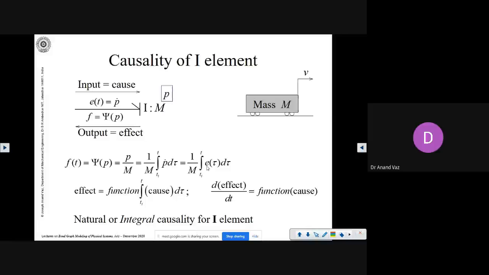It's the integral causality because you can see here that there is an integral involved, and it takes into account the past history of the cause. So that's the characteristic of the integral operator, that it keeps a track of the past right up to the present. So this is quite natural and understandable, and that's why it's called natural or integral causality for the I element.